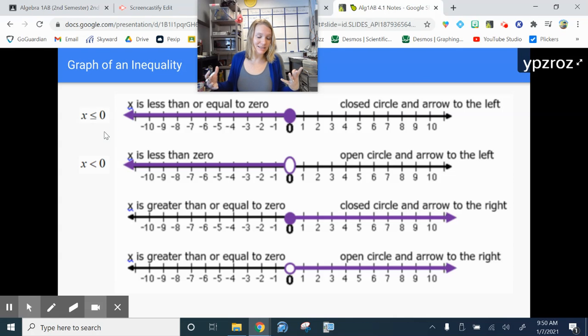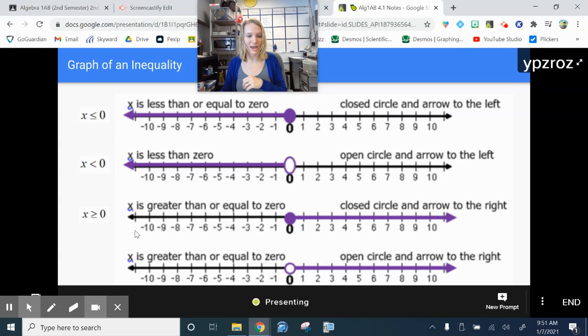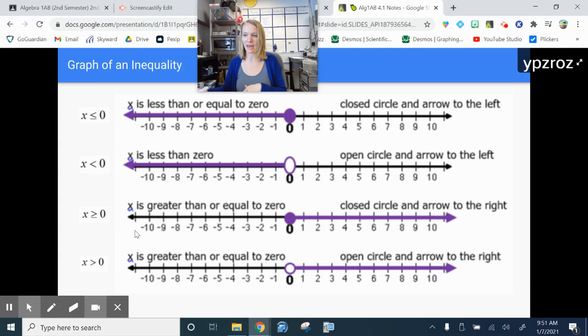If it's just x is less than 0, then it's the same thing, but it's an open circle. So less than has an open circle, less than or equal to has our closed circle. Just reviewing that information from yesterday. X is greater than or equal to 0, closed circle, greater than means we're going to the right. We want the numbers that are bigger than. And then greater than 0 is just an open circle, also shaded to the right, because we want to be more than that value.